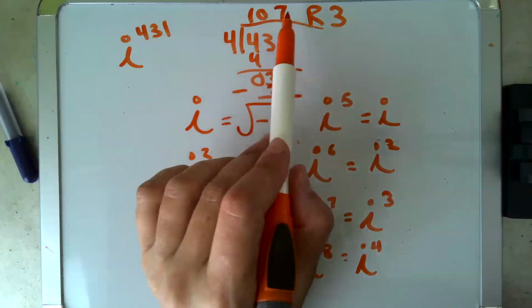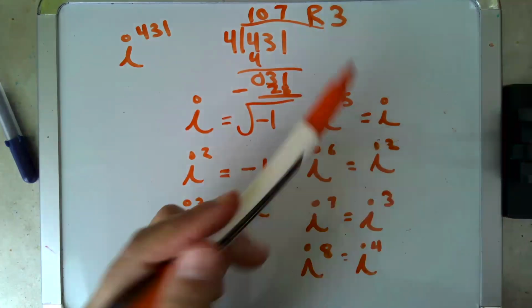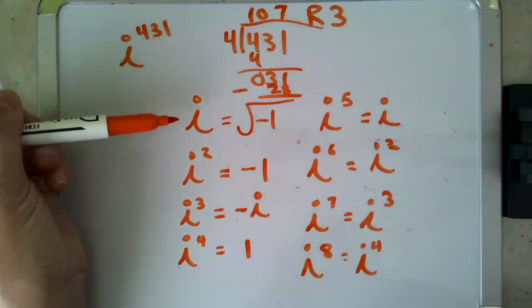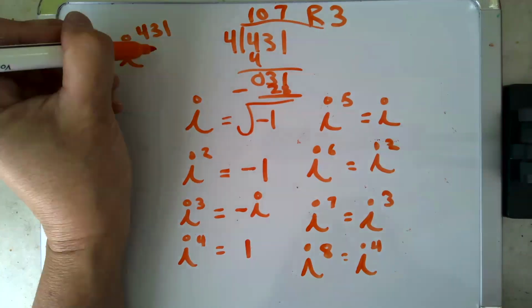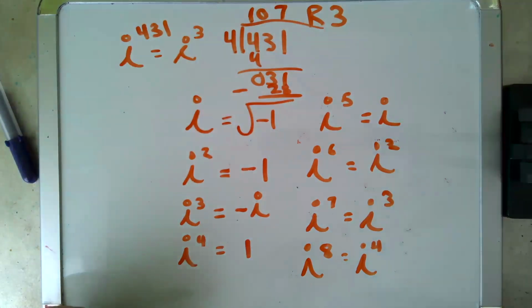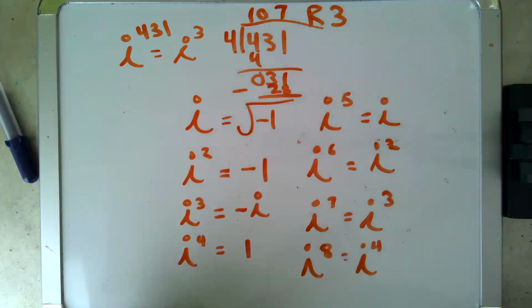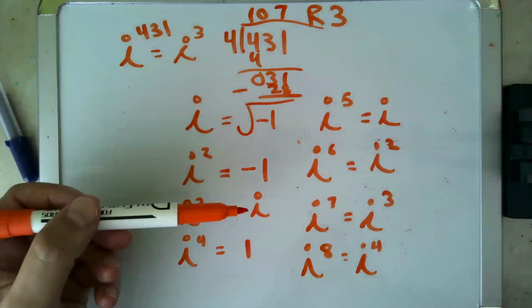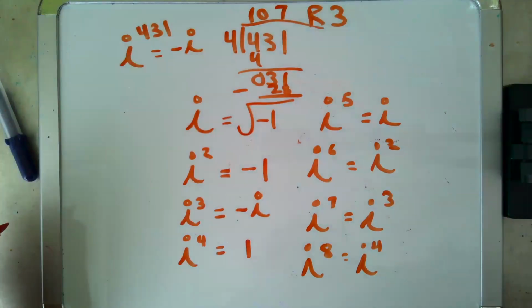Now, we don't actually care about how many i to the fourths there are. What we care about is the remainder, because from there we go back up to the top and we count 3. i to the 1, i to the 2, i to the 3. And so this reduces to i to the 3, because we will have 107 i to the fourths. That's 1 times itself 107 times. And then an additional i to the second, i to the third, which we can see further reduces to -i.